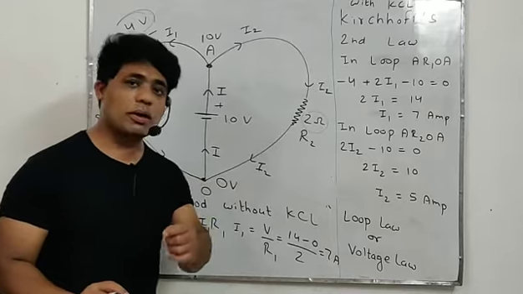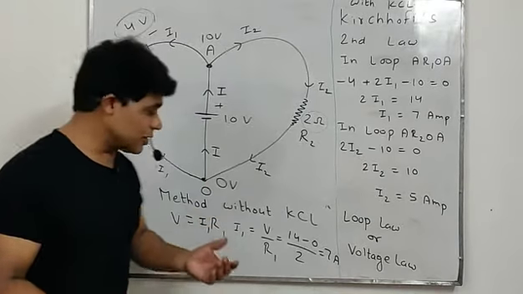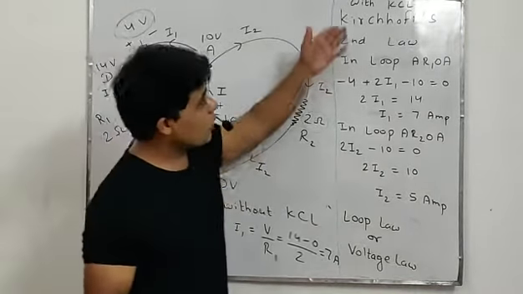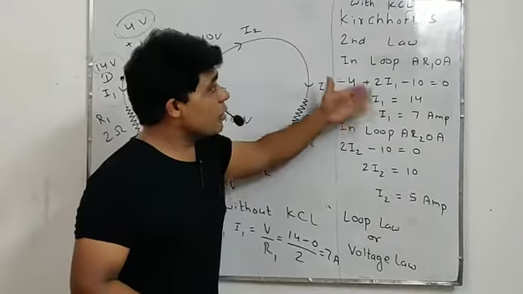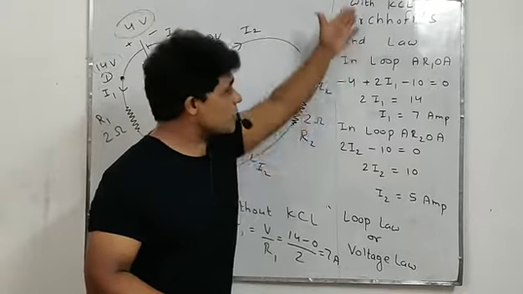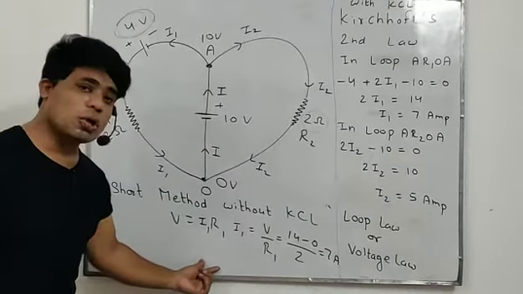By a short method, within a few seconds. Okay, by this tricky method. We already found I1 by using Kirchhoff law, so that is a long method and this is a short method.